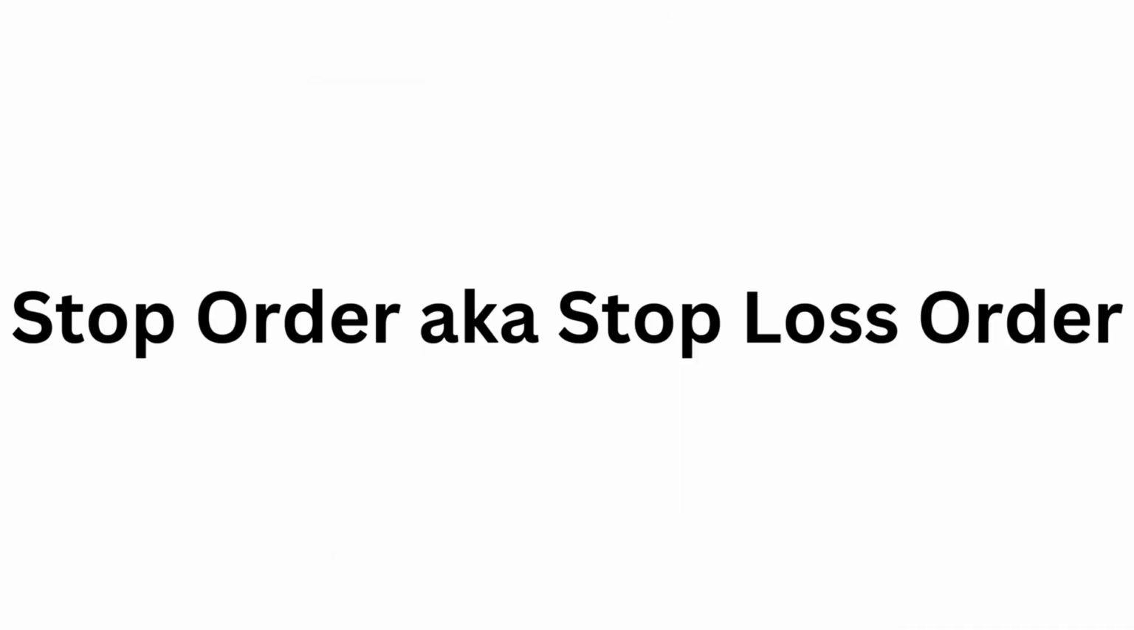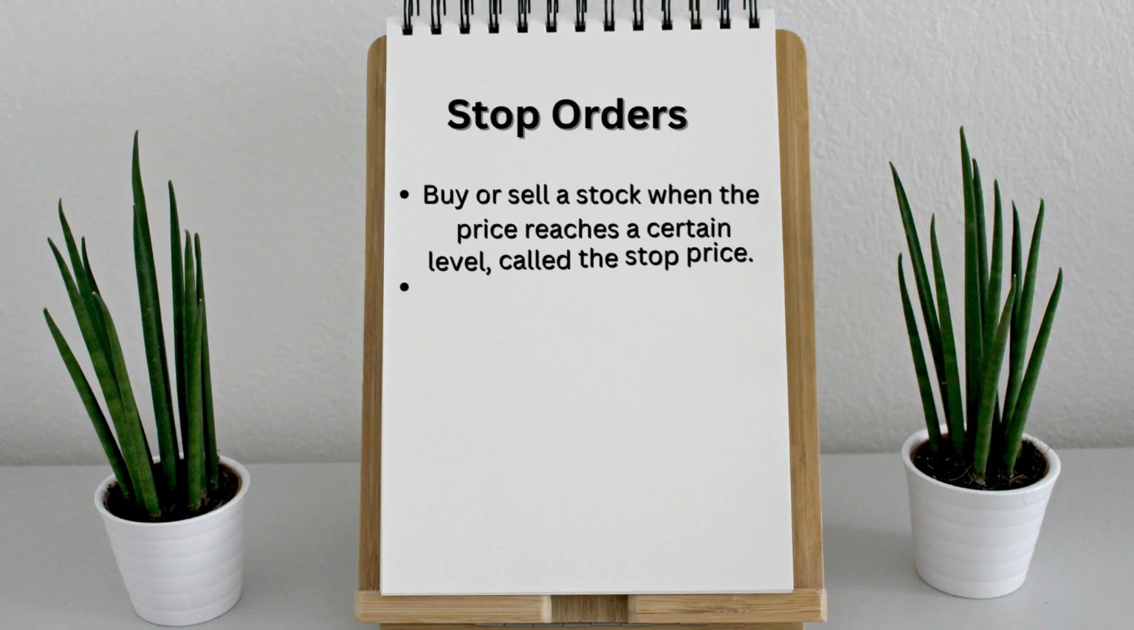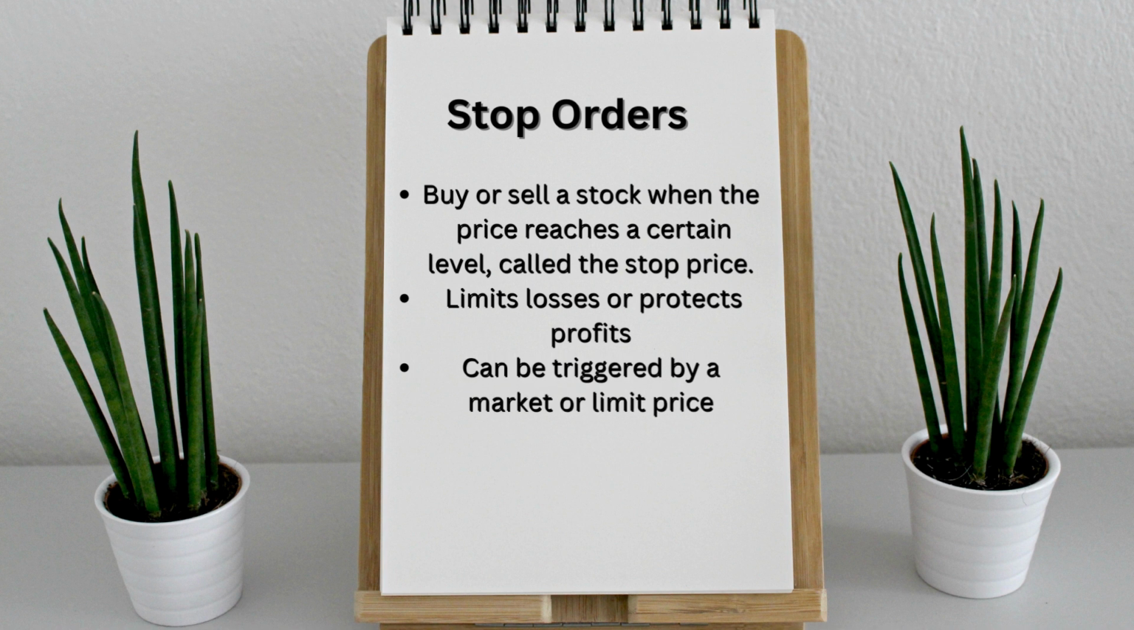Okay, so the next order we're going to talk about is called a stop order, also known as a stop loss order. And basically, this is an instruction to buy or sell a stock when the price reaches a certain level called the stop price. Stop orders are typically used to limit your losses or protect profits.